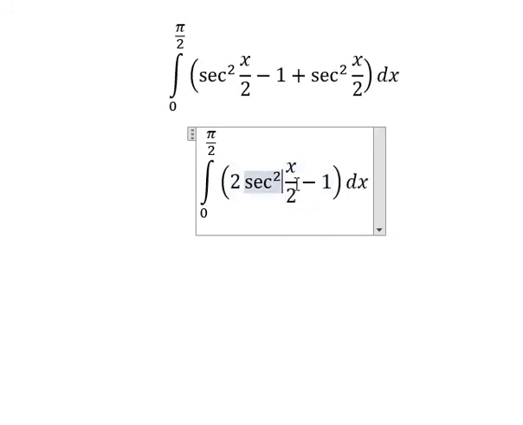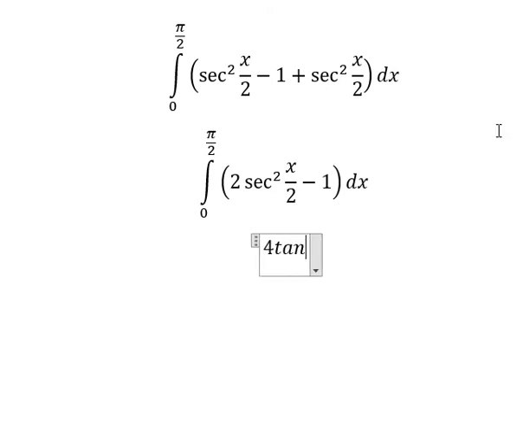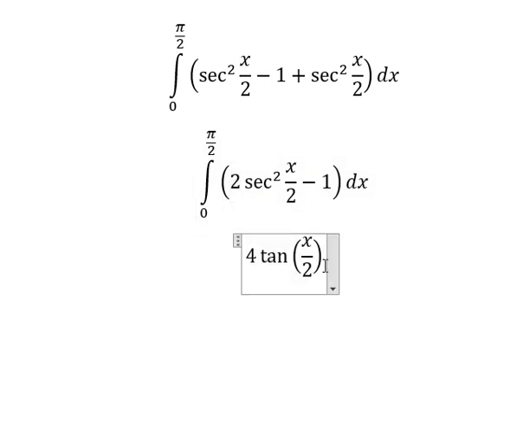The integration of 2 with secant of s over 2 squared, you got 4 tan of s over 2. Because we have a coefficient of 1 over 2, if we do this integration, we need to divide by 1 over 2. That's why you got number 2. Number 2 with number 2, you got 4. And for 1, you got s.